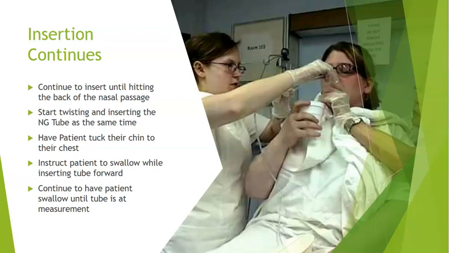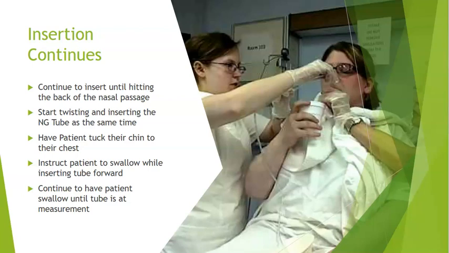Now the next technique is where it takes a little bit of practice. You're going to start twisting that nasogastric tube and push in at the same time. While you're twisting, that's going to flip that tip of that nasogastric tube around the back of the nasal passage into the oropharynx area.